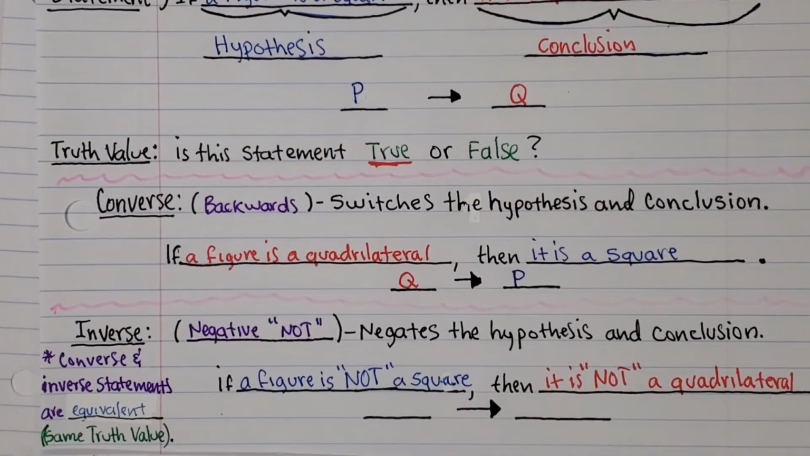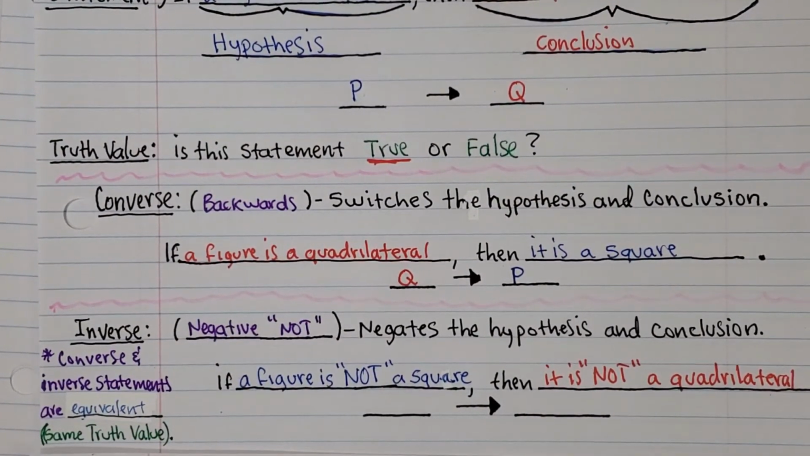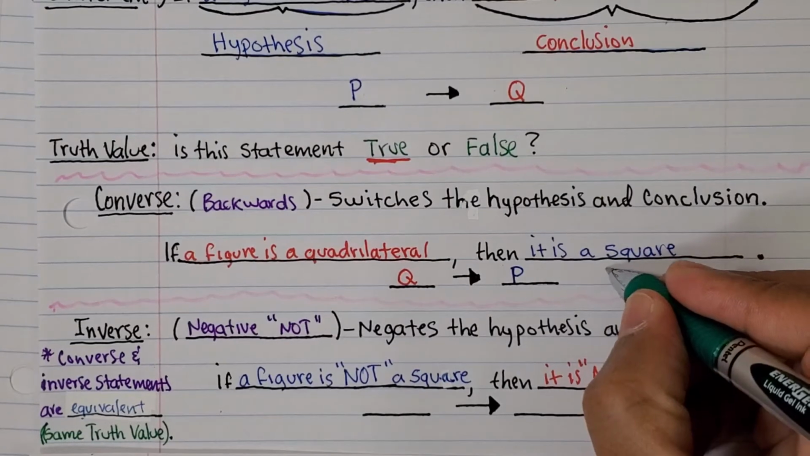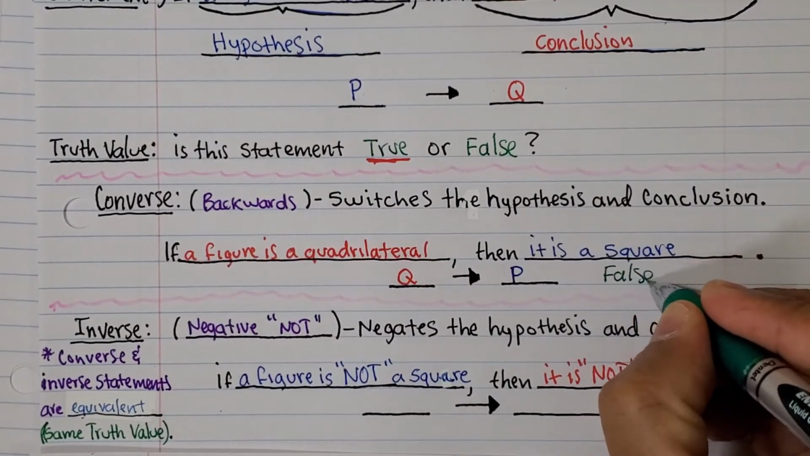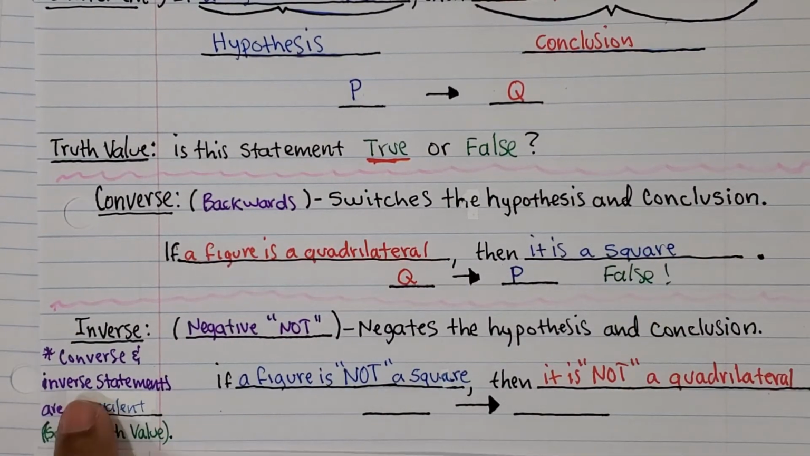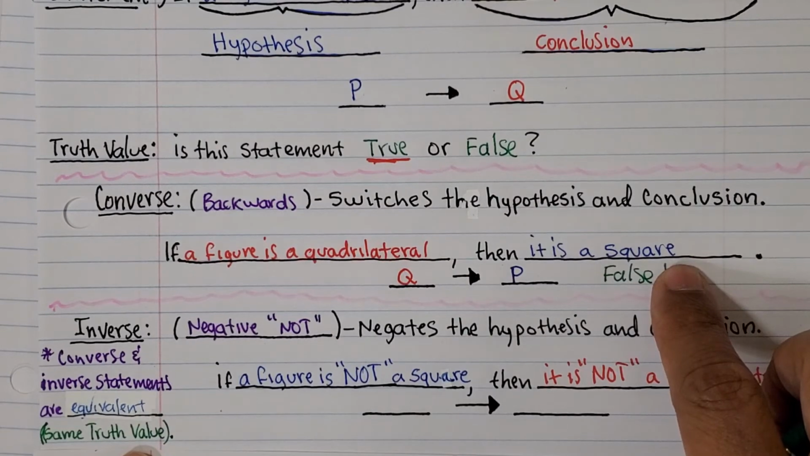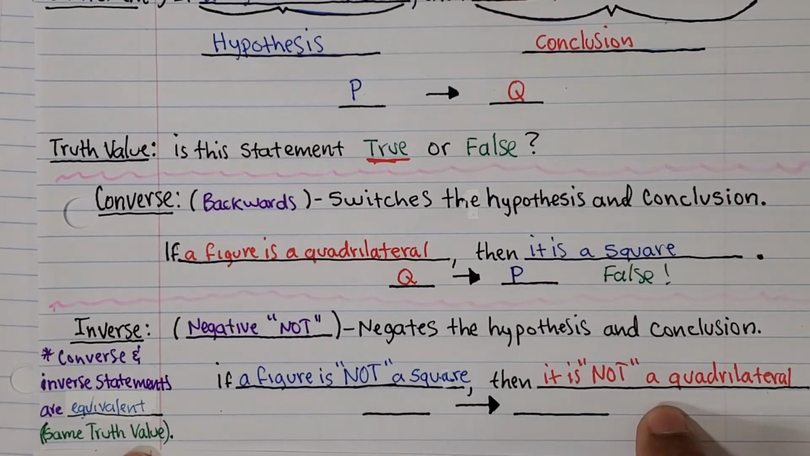All right, so we said that this one is false, right? Watch what I'm saying here. Converse and inverse statements are equivalent. That means they have the same truth value. So if this one is false, what about this one? Is this a true or false statement? I'll let you answer this one.